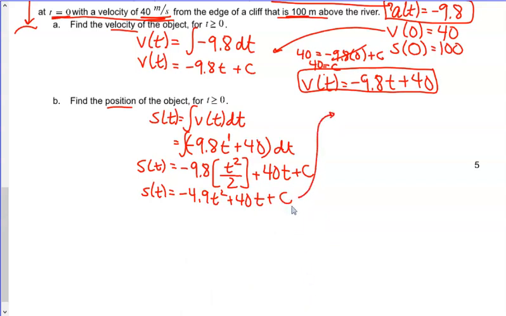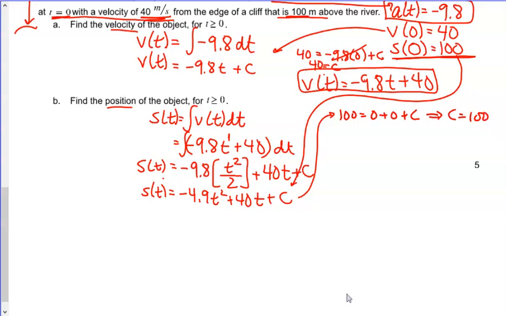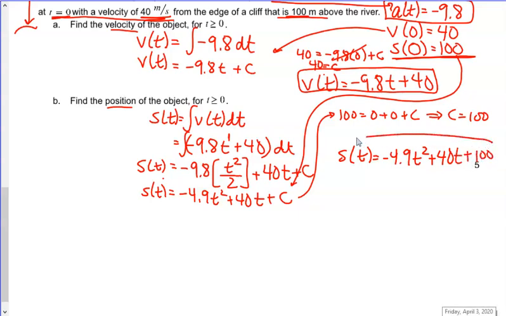So now we have to determine what c is, but right now we're given this initial condition that we want to plug in, okay? So I'm going to plug 100 in for the original position, but notice if t equals 0, this goes away and that goes away. So I get 100 equals 0 plus c, which means that c is equal to 100. Okay, so basically I'm going to substitute that back in. S of t is negative 4.9 t squared plus 40t plus 100. And that will be our final position function for this particular problem.